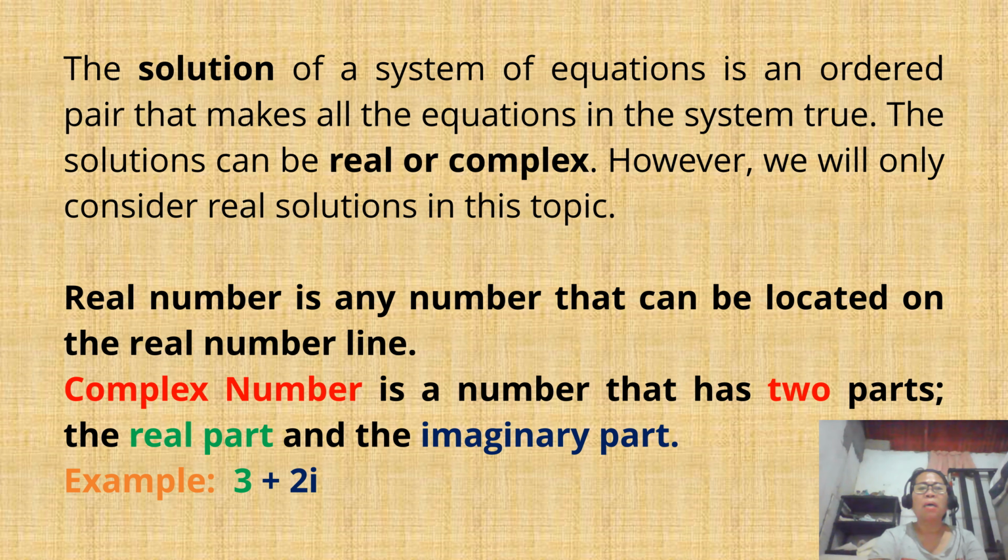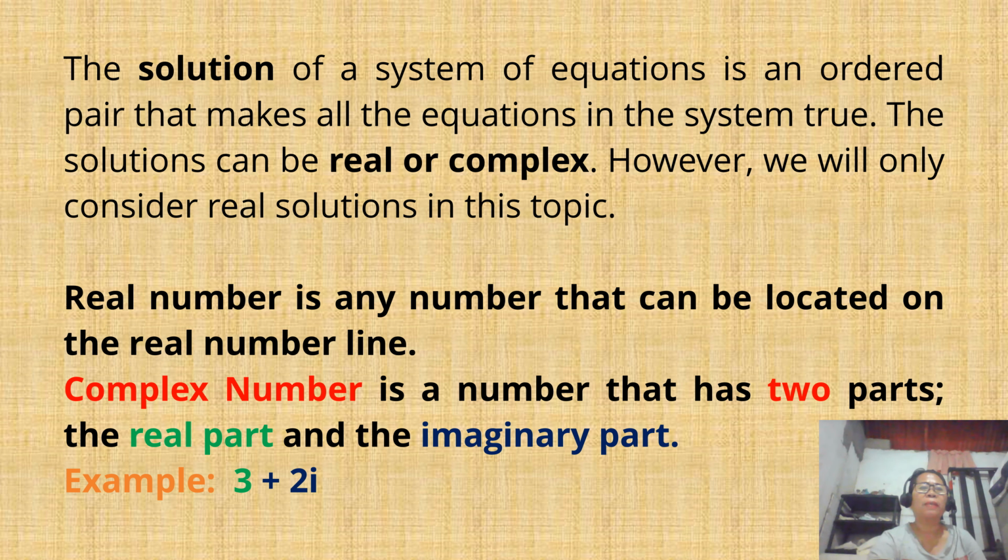So what do we mean by real numbers? Sometimes the solution will be a real number. Another is that sometimes the solution of a system can be a complex number. A complex number is a number that has two parts, the real part and the imaginary part. In this example, 3 plus 2i is a complex number. 3 is the real part, then 2i is the imaginary part.